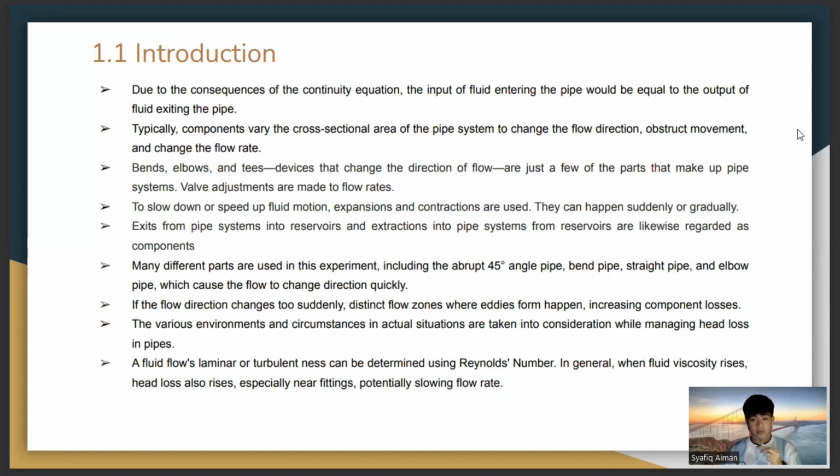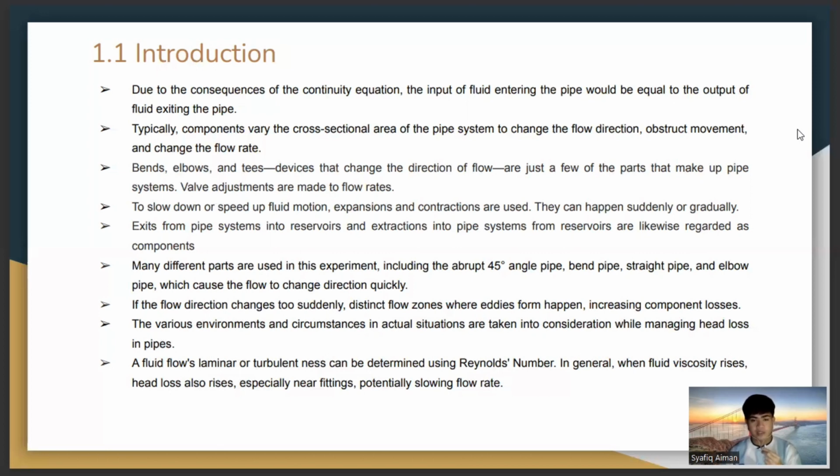Valve adjustments are made to flow rates. To slow down or speed up fluid motion, expansion and contraction are used. They can happen suddenly and gradually. Exit from a pipe system into a reservoir or an extraction into a pipe system from a reservoir is also regarded as a component.